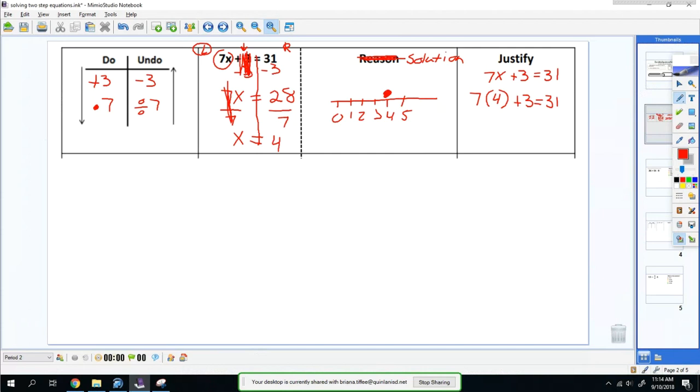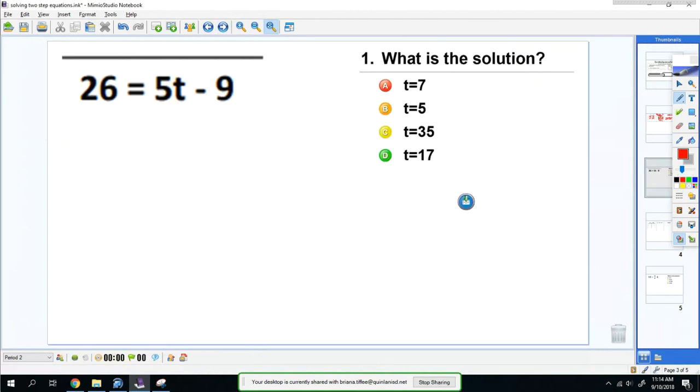So we do 7 times 4, which is 28. And then we add 3, which is 31. So does 31 equal 31? Well, yes, it does. So that's the answer. Okay, so now you try one. So pause the video and try this one by yourself.